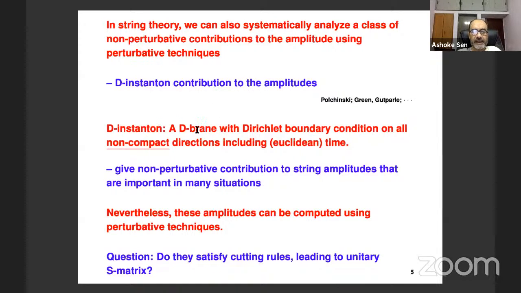So D-instantons are D-branes with Dirichlet boundary condition on all non-compact directions, which includes the Euclidean time direction. The reason that they are relevant in string theory is because they give non-perturbative contributions to string amplitudes that are important in many situations. But nevertheless, these amplitudes can actually be computed using perturbative techniques. And the question that we'll be addressing is, do these amplitudes satisfy cutting rules leading to a unitary S matrix?